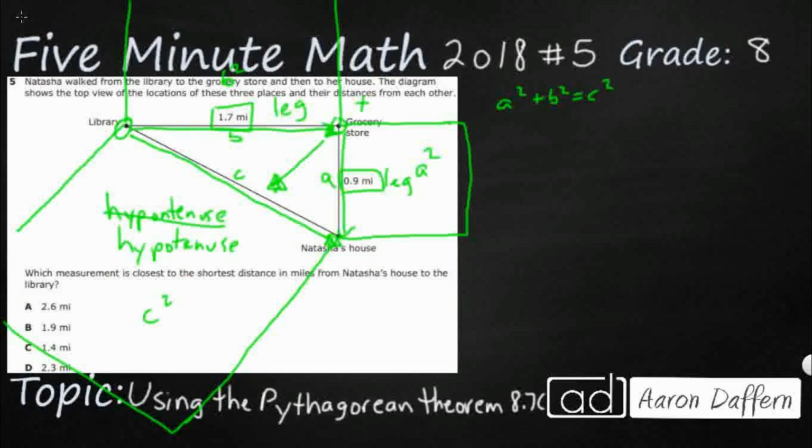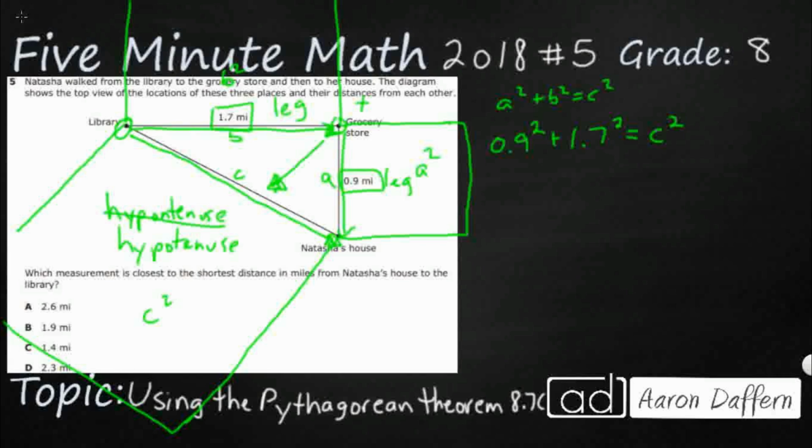And so our A is going to be that 0.9, so we can just plug this stuff in right here. So our A is 0.9, so we need to square that. And our B is going to be that 1.7. So the two legs squared always equals the hypotenuse squared. And C is what we're looking for. We're looking for this distance between her house and the library. They don't label it, but we'll go ahead and label it as C.